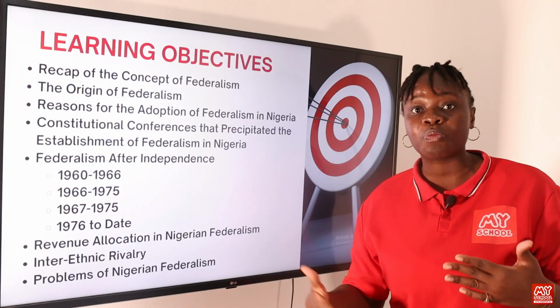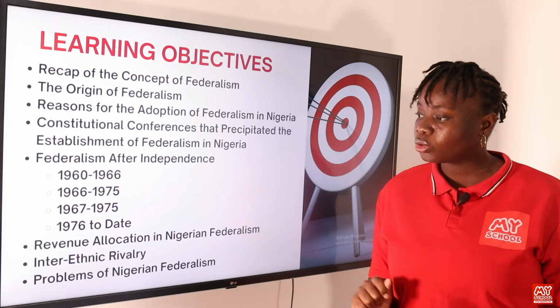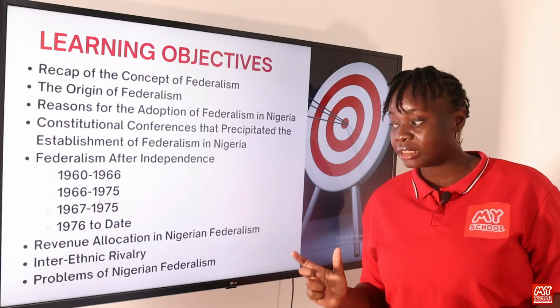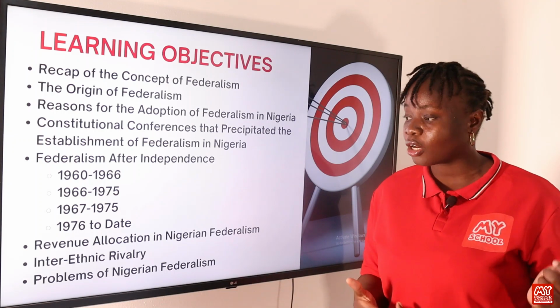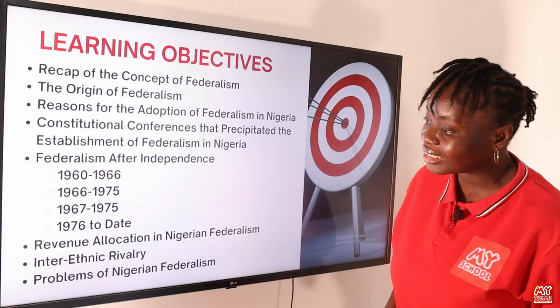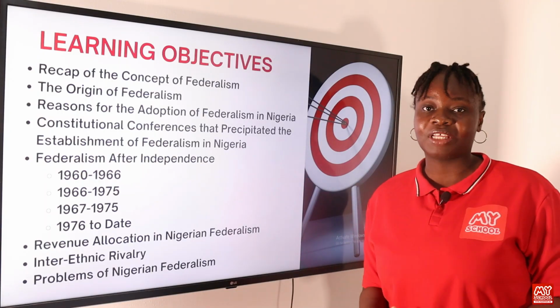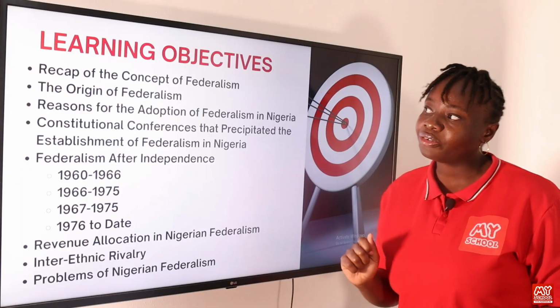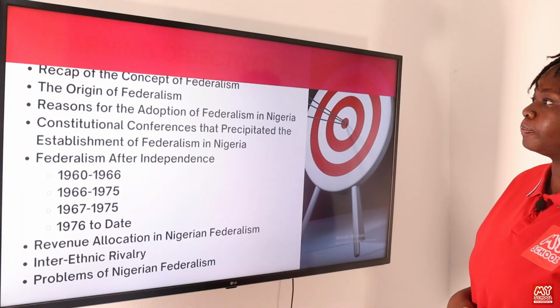We're going to talk about the development of federalism in Nigeria. We're also going to discuss revenue allocation in Nigerian federalism. That's the concept of fiscal federalism. Then we'll also discuss inter-ethnic rivalry and the problems of Nigerian federalism. So let's begin with a recap of the concept of federalism.